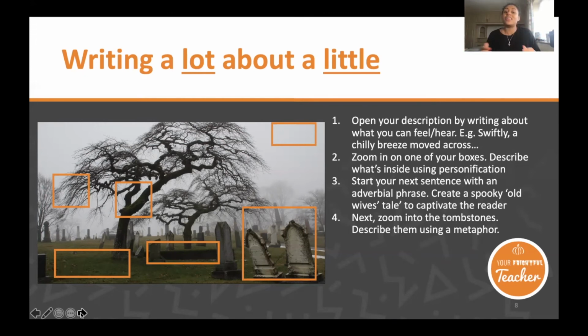Okay, then you zoom in on one of your boxes. Describe what's inside using personification. Don't just stop there with personification. That's just one example. You can use a little bit more. You can use the 5 senses again to really help kind of draw that out. The idea is, the title of the piece, write a lot about a little, okay? Just write as much as you can. As long as you're not just repeating yourself, it's fine, okay?